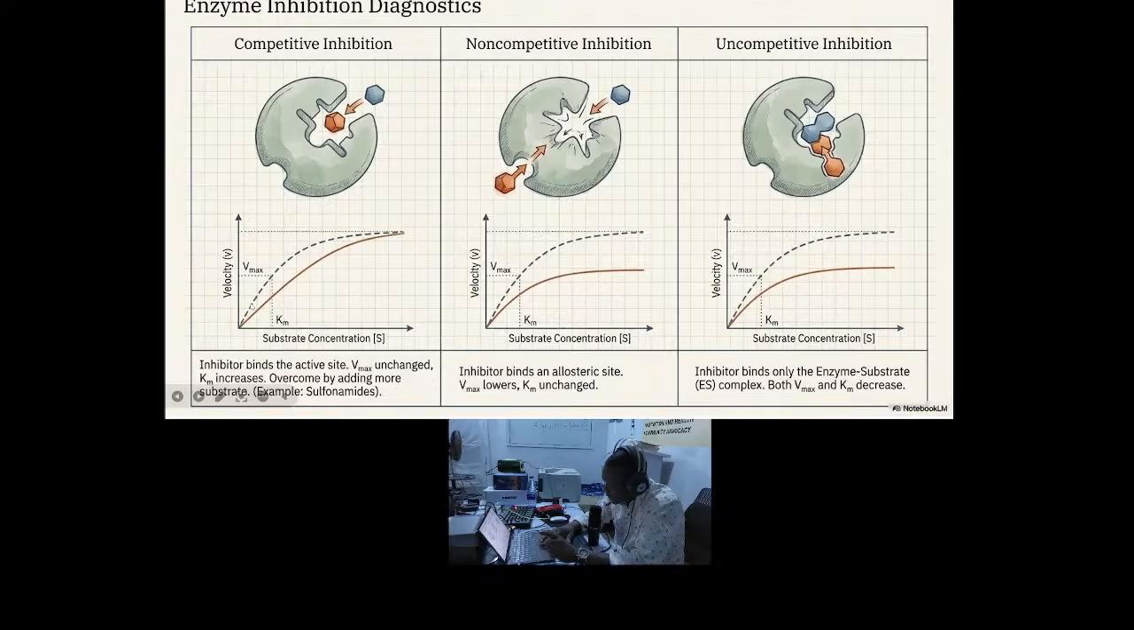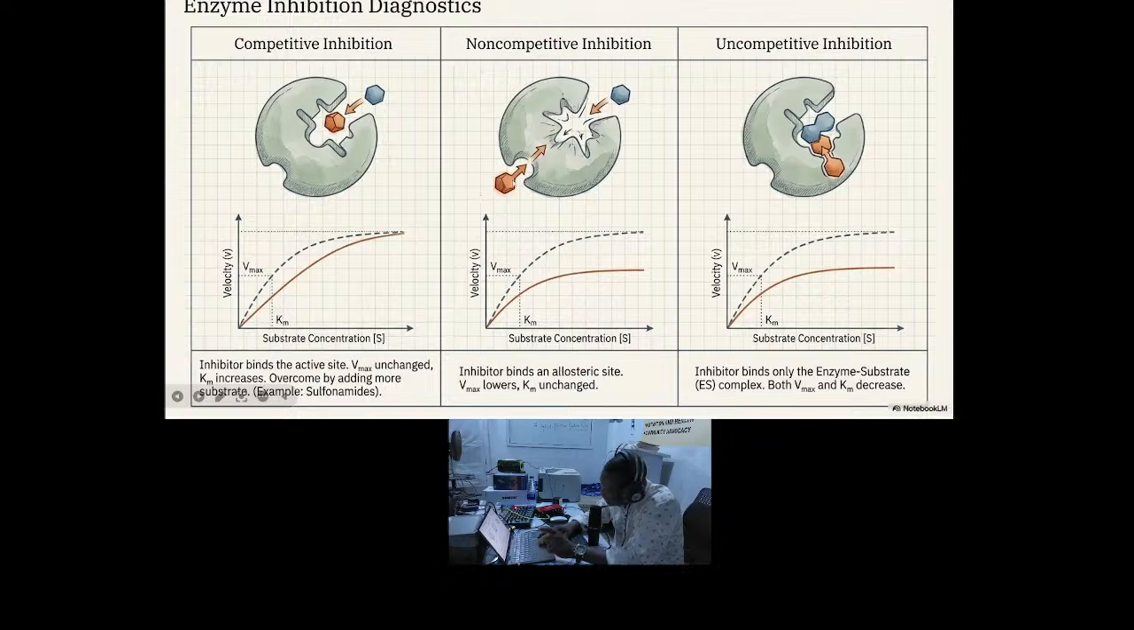This one is for inhibitors. You can see this one is for the inhibitor, and this one is for the enzyme. They are competing for the same active sites. You can see this is the velocity, this is the substrate. At a point in time, the two of them now meet. That is competitive inhibition.